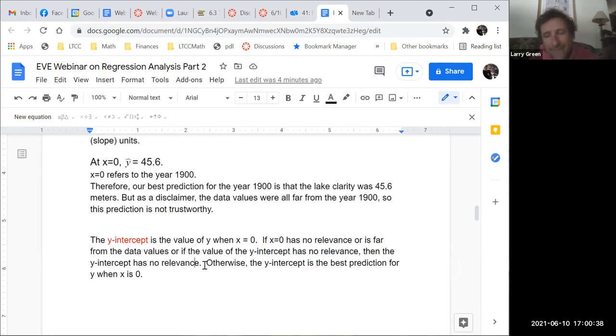But if those don't happen, then the y-intercept is the best prediction for y when x equals 0. Any questions on the idea of the y-intercept?